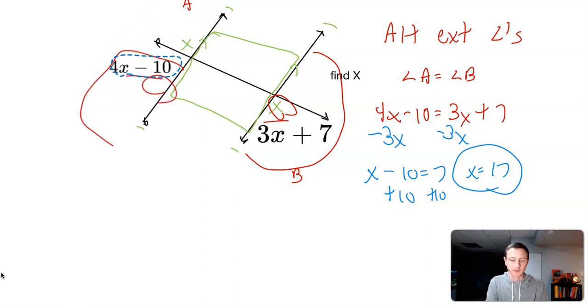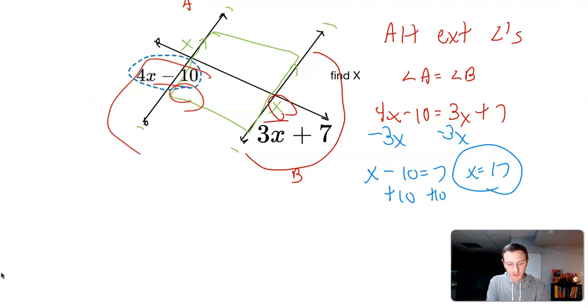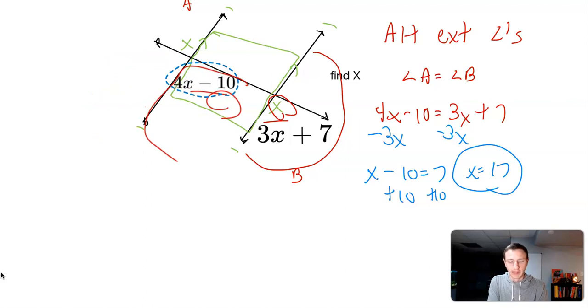Let's say this 4x minus 10 was here. This would not be alternate exterior. This would be a completely different scenario. These would be supplementary, where they add together to equal 180. If it was here, now we have corresponding, because the 4x minus 10 and the 3x plus 7 are in the same positions at the intersection of the two lines, of the transversal and of the parallel line.